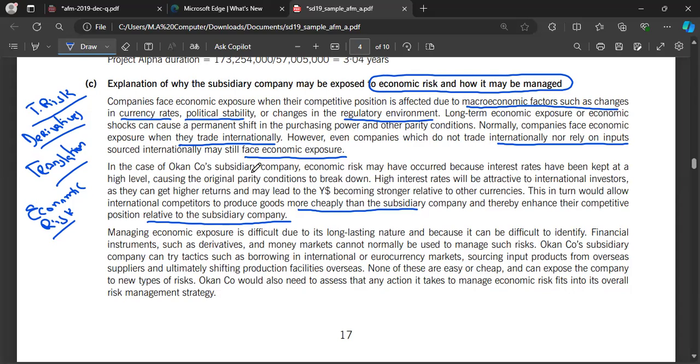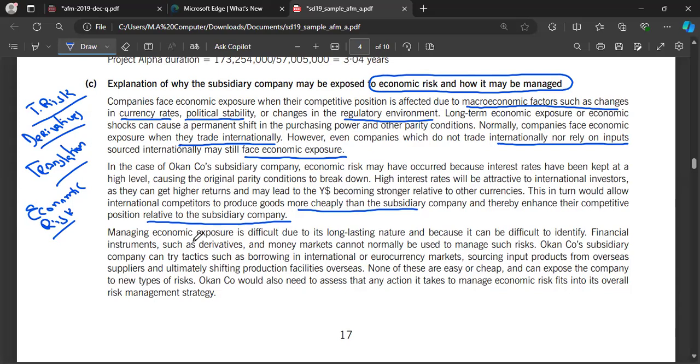Previously, they were not like this, because they were moving towards those countries where they were finding the products at a cheap price. But now, just to cater to this economic risk, our competitors will be producing cheaper products than our subsidiary company. So it will be an economic risk for us.